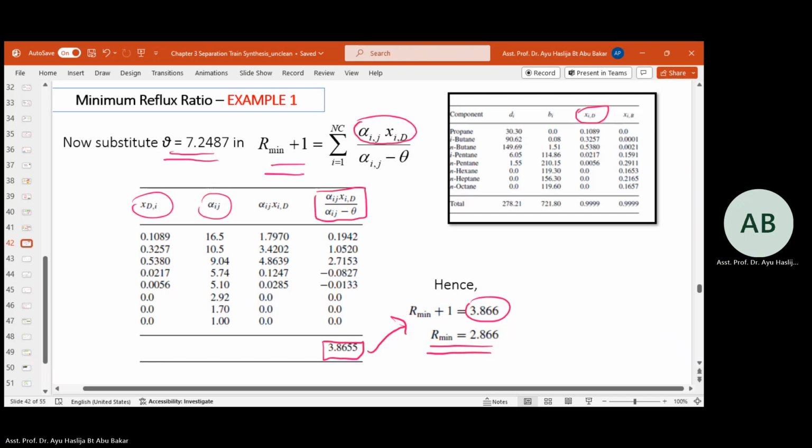James, what are you looking at? Understand? How to get the Rmin?